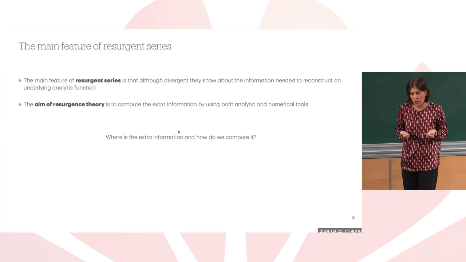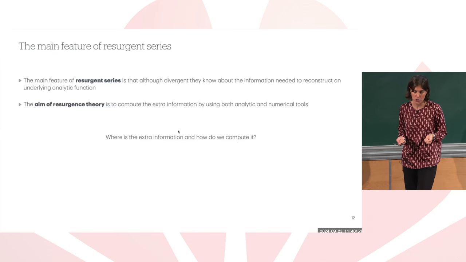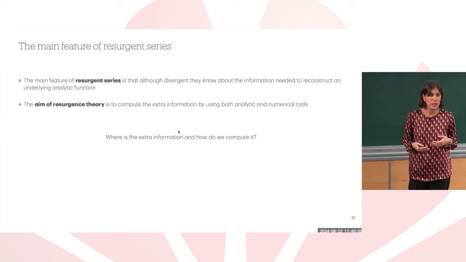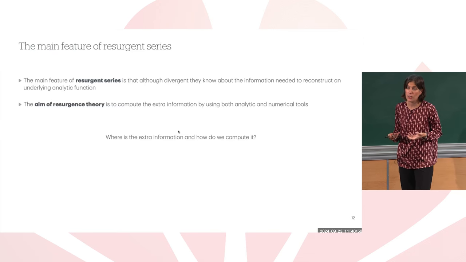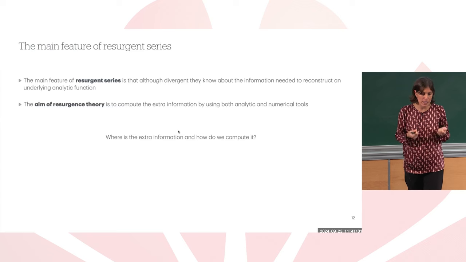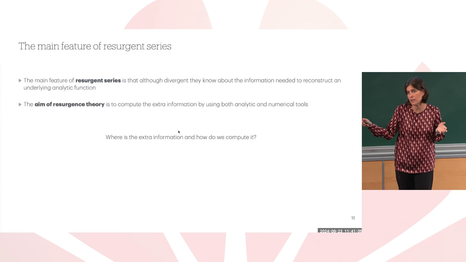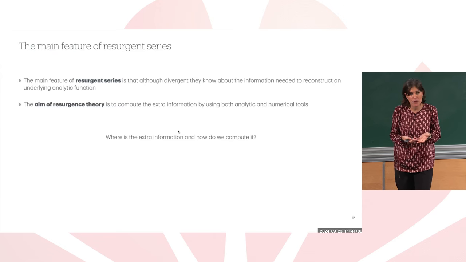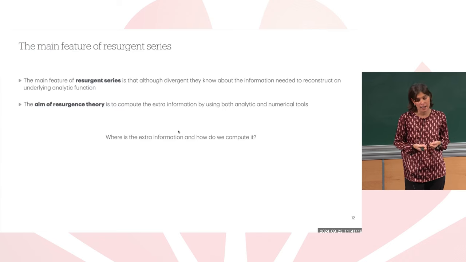And the goal of the theory of resurgence is really to tell you how to compute and to extract this extra information. And we usually use both analytic and numerical methods because it depends really how much information you know about the divergent series. So for instance, for the gamma function, as I was saying before, we have access to the full list of coefficients. You can look it up online. But sometimes we have functions for which we don't know so many coefficients. And so in that case, it's much harder somehow to try to extract new information.